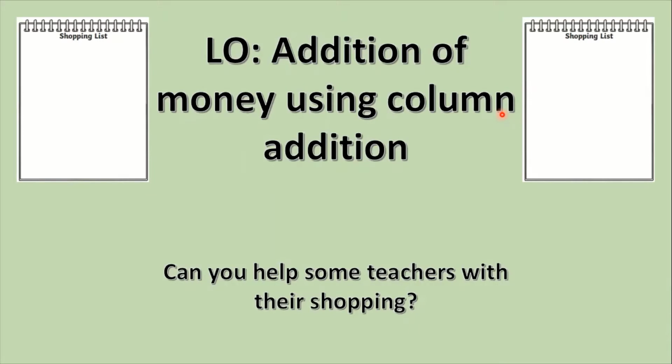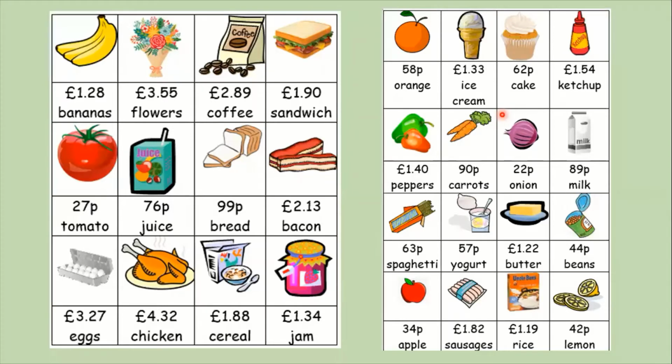So today's lesson objective is the addition of money using column addition. So we're going to use everything we've learned about column addition to add some values of money. And we are going to help some teachers with their shopping. I hope you can help them. Now, the teachers at Chawson are sometimes forgetful, and at the moment they're so busy and they've forgotten some things on their shopping list, and they have asked us to total it up and help them. So these are the things on our shopping list.